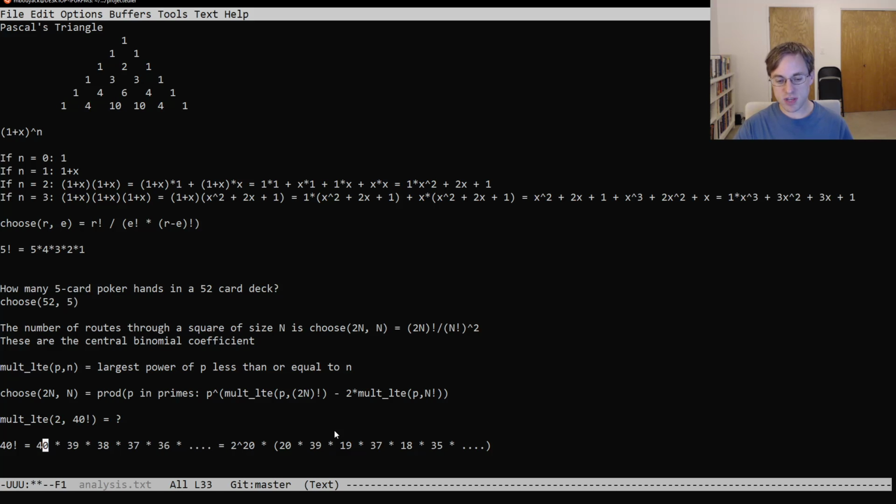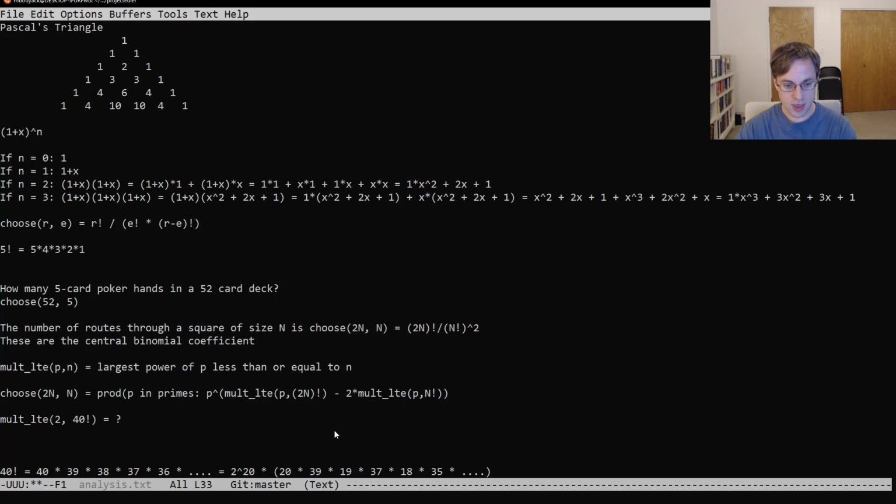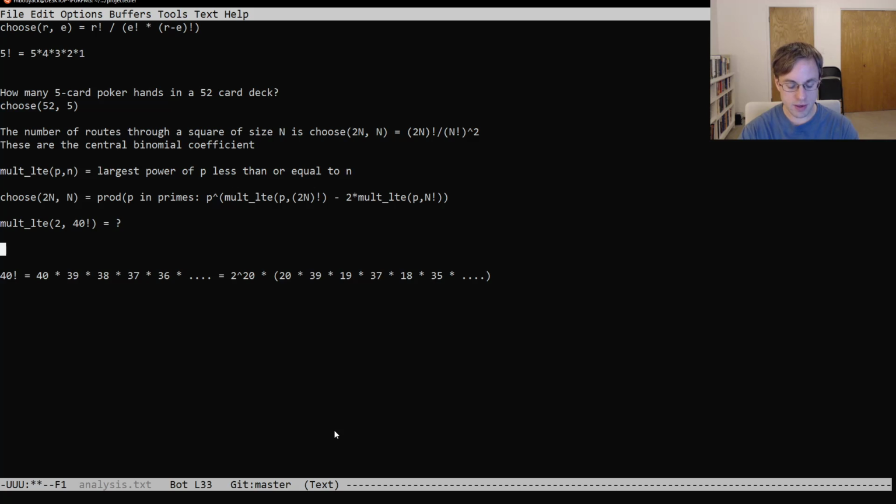So for every even number, we divide out a 2, and we see that 2 to the 20th must divide 40 factorial. So we're just going to make a note here. There are 20 even numbers less than or equal to 40. So 2 to the 20th divides 40 factorial.